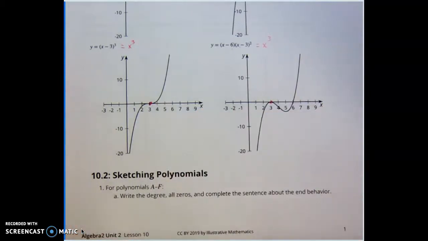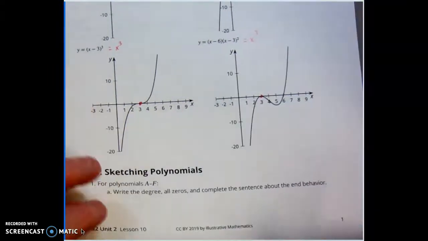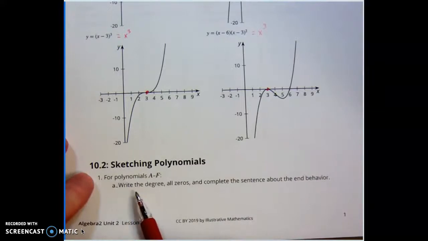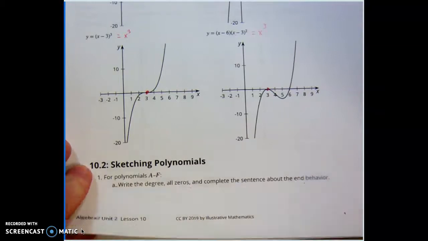All right, so let's graph some polynomials. Now remember, we're still doing rough sketches. These are not going to be precise. So we want to write the degree, all the zeros, and then complete the sentence about the end behavior.